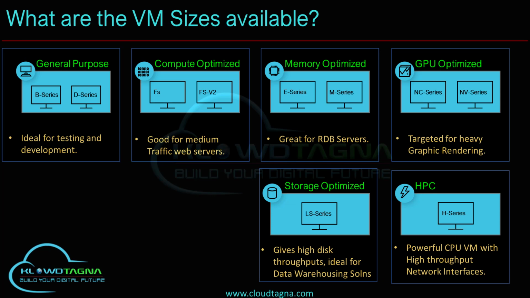And F-series VMs are part of the compute optimized series, which are suitable for medium traffic web servers. And E-series VMs are part of the memory optimized series, which are suitable for relational database workloads. GPU optimized VMs are targeted for heavy graphic rendering workloads, and storage optimized VMs give high disk throughput, which is ideal for data warehousing solutions. Finally, high performance computing VMs are designed for highly intensive workloads, and these are powerful CPU VMs that provide a high throughput network interface.